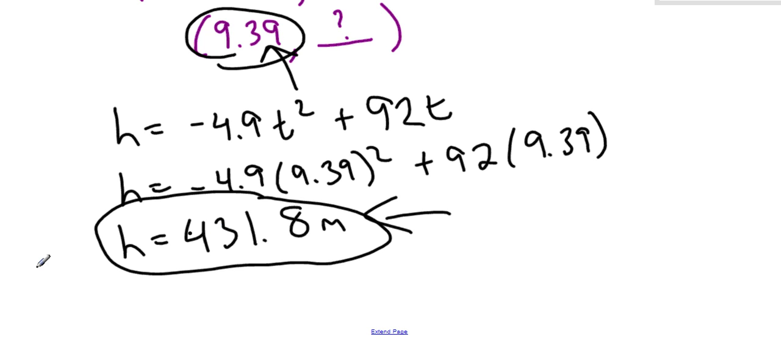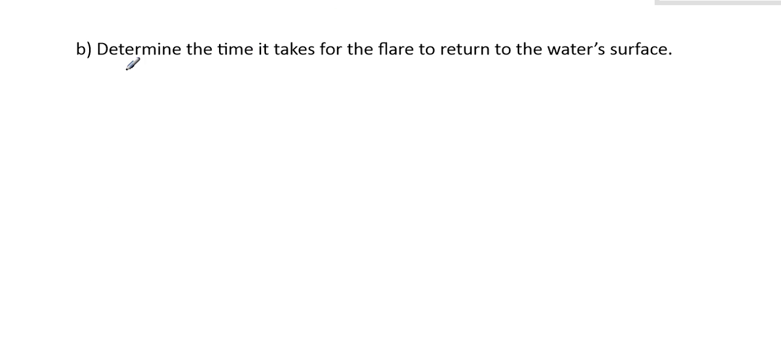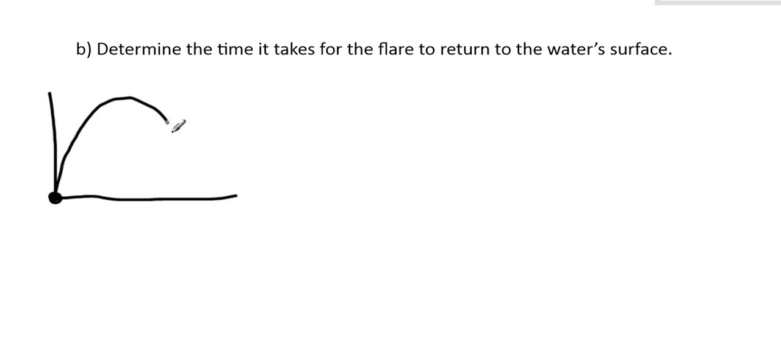So let's go on and look at part B. Part B says determine the time it takes for the flare to return to the water's surface. So again, thinking about this particular scenario, here's the flare. It's fired, reaches a maximum, and comes back down to the ground. Now, this value here we know is t equals 0 because that's where it starts, at the water surface. This here is when it returns to the water surface. So really, I'm looking for what time does this happen?